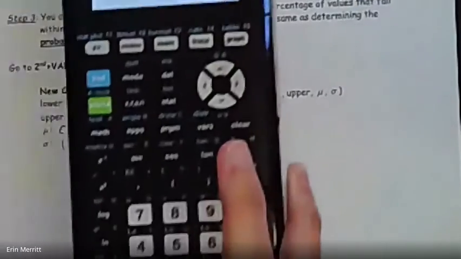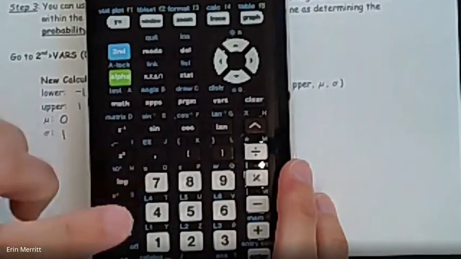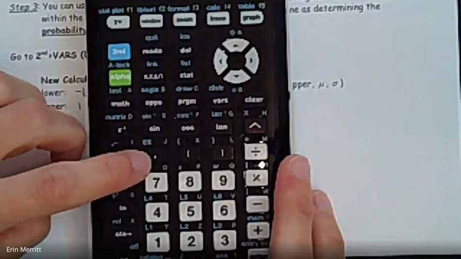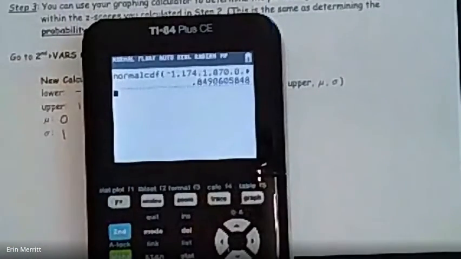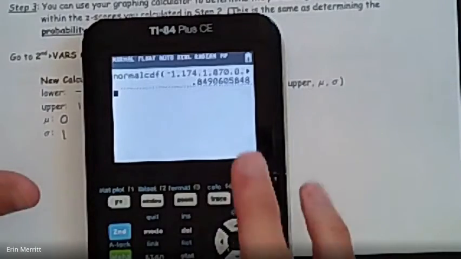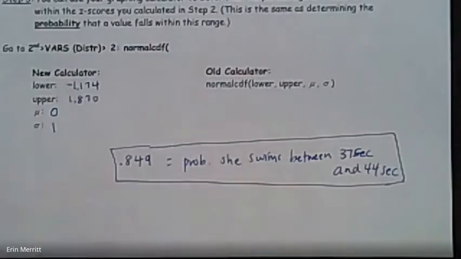Yes, there is a comma button on your calculator. It is right there above the 7. So if you have one of the chunkier old calculators, you're just going to do it in that order. Practice it. Make sure you know how to do this, right? And what it comes out as is 0.849. That's the probability that she would swim between those two times.